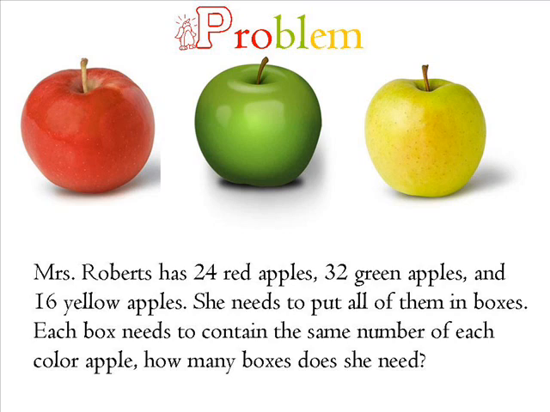Problem. Mrs. Roberts has 24 red apples, 32 green apples, and 16 yellow apples. She needs to put all of them in boxes. Each box needs to contain the same number of each color apple. How many boxes does she need?